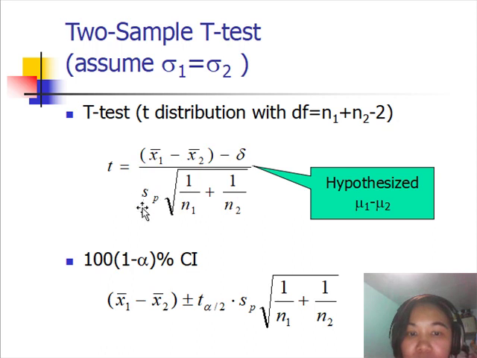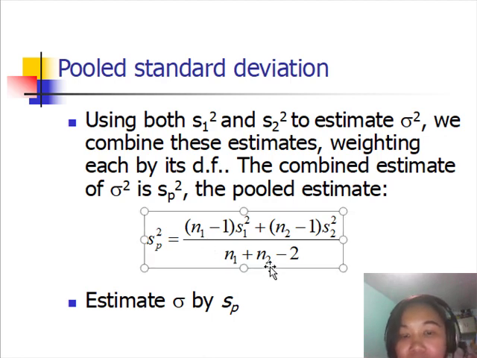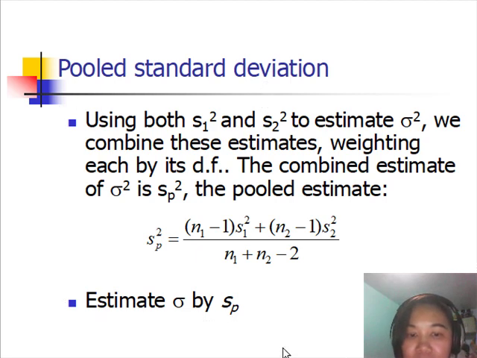How do we solve the pooled standard deviation? Okay, we use this one. Take note, n sub 1 and n sub 2 are known in the problem. S sub 1 squared and S sub 2 squared are also known in the problem. Okay, so to solve this, S sub p is the pooled standard deviation, S sub p squared is the pooled variance. So the pooled standard deviation is just the square root of your pooled variance.